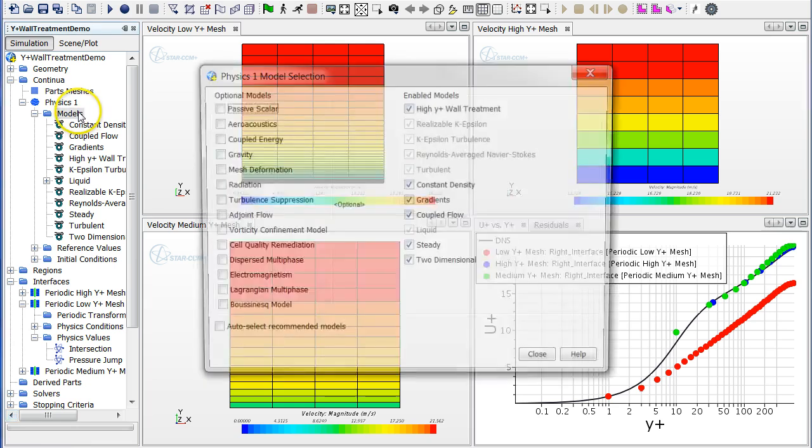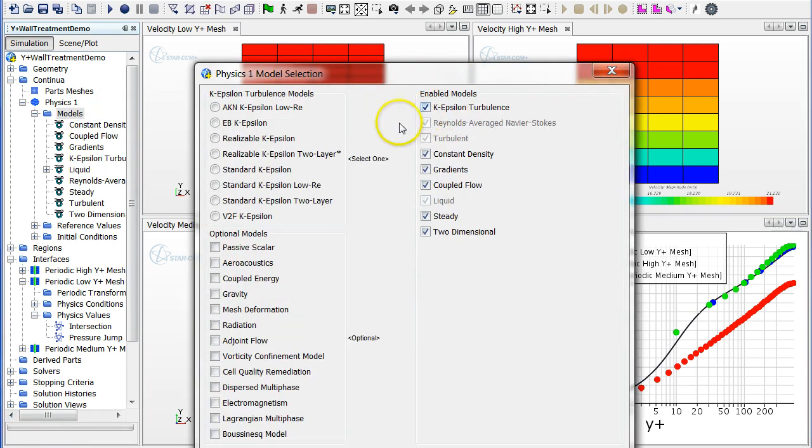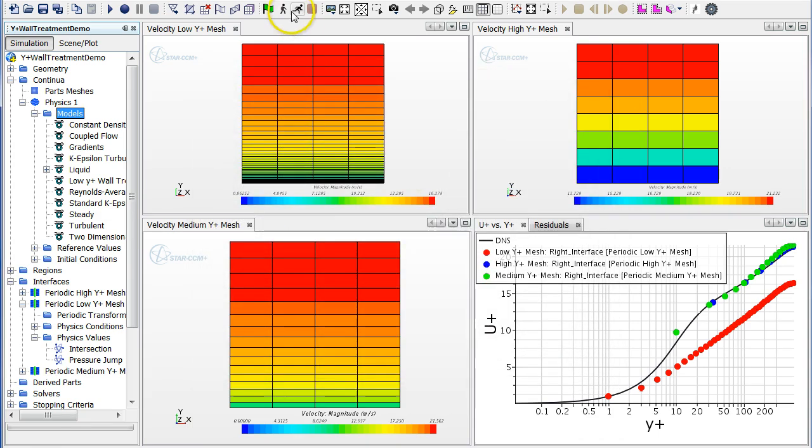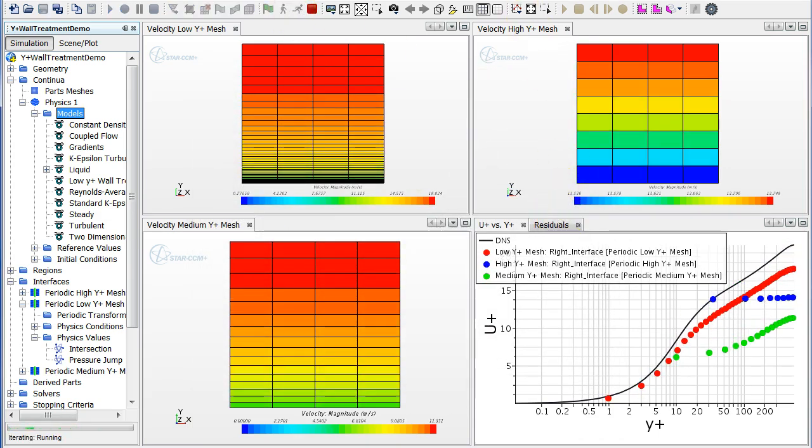When we choose the standard K-epsilon low Reynolds number turbulence model in combination with a low y plus wall treatment, we can see that the medium and the high y plus mesh are not suitable for this model, as the cell sizes are too coarse. We clearly obtain a wrong velocity profile in the boundary layer.